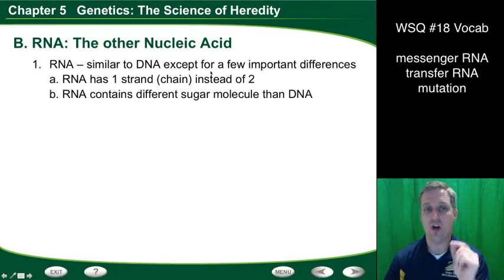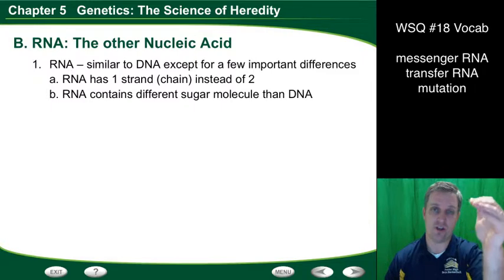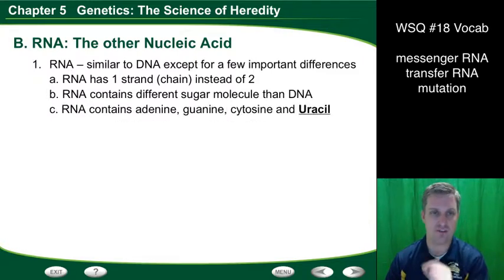Okay, number two, RNA contains a different sugar molecule than DNA. DNA, in fact, deoxyribonucleic acid, that actually refers to the sugar. RNA, ribonucleic acid. So there's a different sugar when you look at the phosphates and the sugars attached with the nitrogen base.